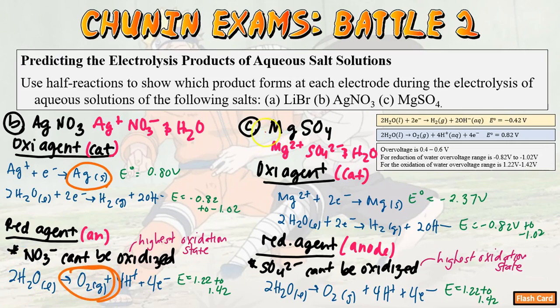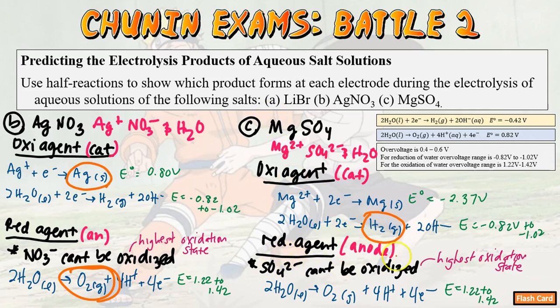And we can do the same thing with letter C, or magnesium sulfate. So we're going to have Mg2 plus and SO4 2 minus, and of course water. So for our oxidizing agents at the cathode, we're going to have magnesium 2 plus gaining 2 electrons to form magnesium solid with its standard cell potential, and then we're going to have water with its overvoltage potential of negative 0.82 volts to negative 1.02 volts. Now Mg2 plus, based on the standard cell potential, is going to be a much weaker oxidizing agent than water. So we can say that H2 gas is going to form at this electrode for letter C.